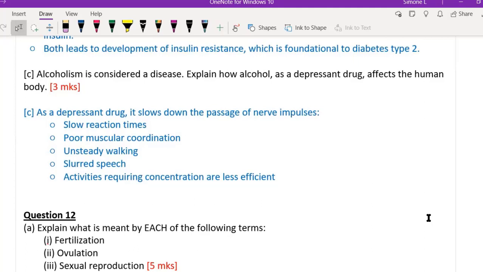This is important. It says here, as a depressant drug, because there are many effects of alcohol: long-term effects, health effects, diuretic effects, what happens the next morning, lots of things are connected to alcohol. But when they say as a depressant drug, you're going to focus on those effects. What are the effects of it slowing down? So you have to be able to show that you understand what depressant drug means. It slows down nerve impulses, and these are the results.